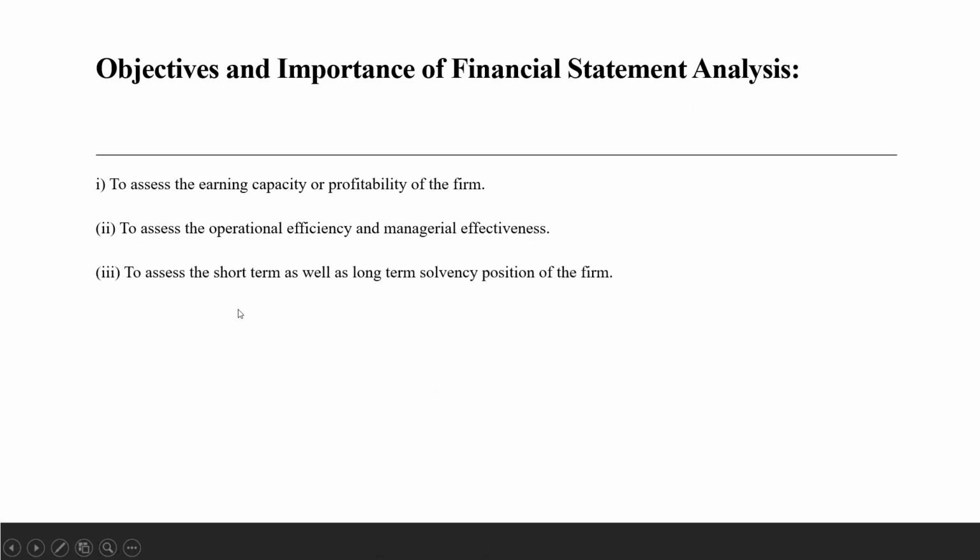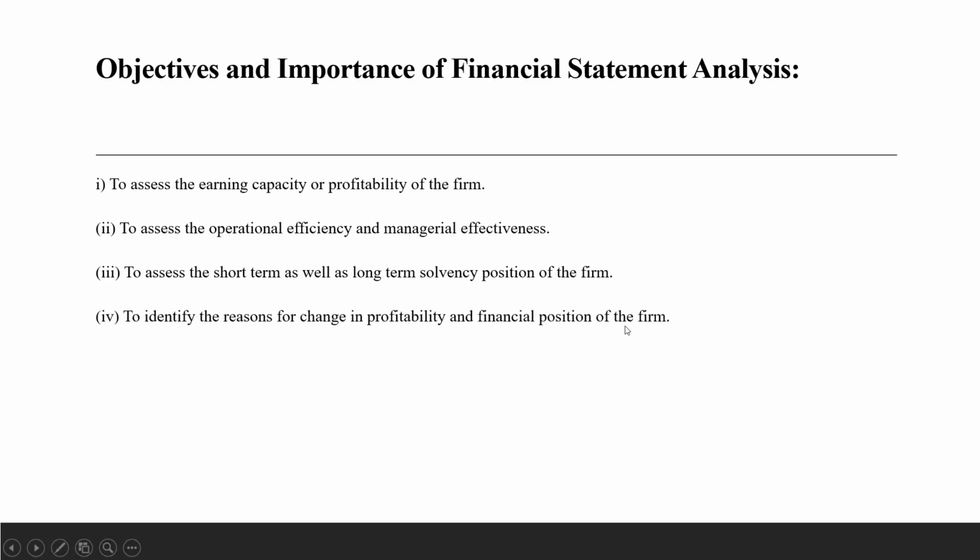Next point is to assess the short term as well as long term solvency position of the firm. Now, how to assess the short term as well as long term solvency position? Solvency position means whether the firm is able to exist in the market or not. They can survive in the market or not for a long period of time or for a short period of time. It can also be assessed with the help of financial statement analysis.